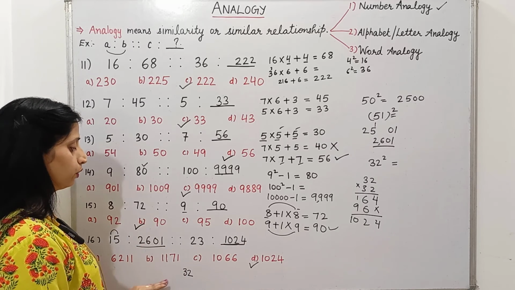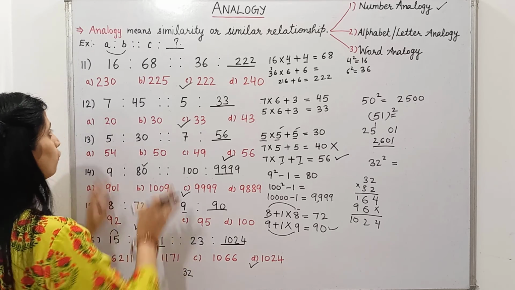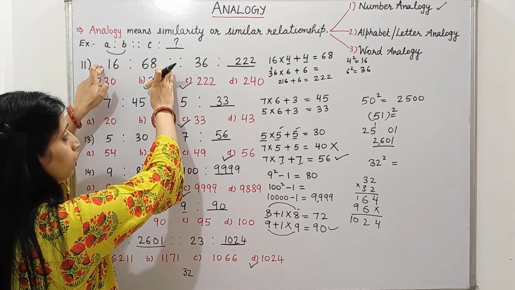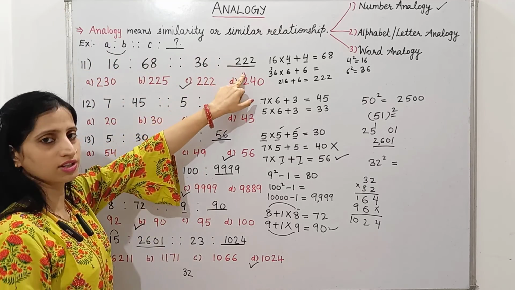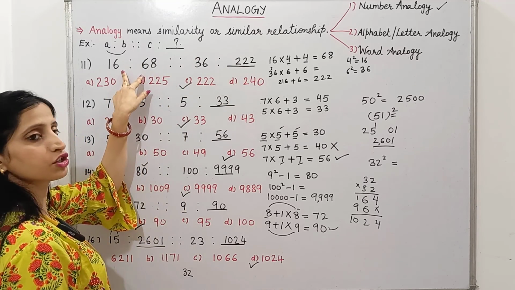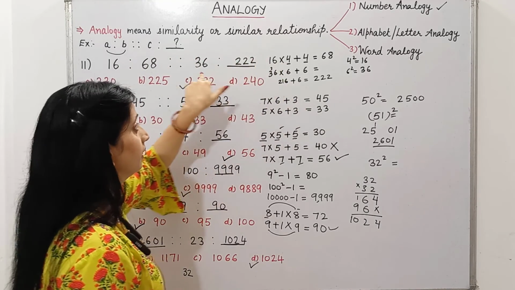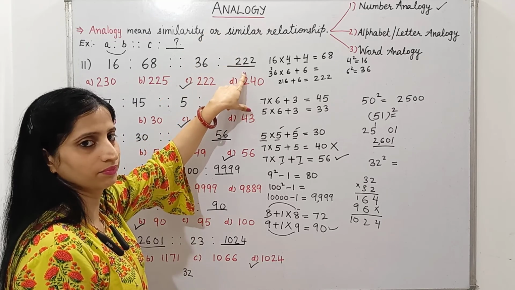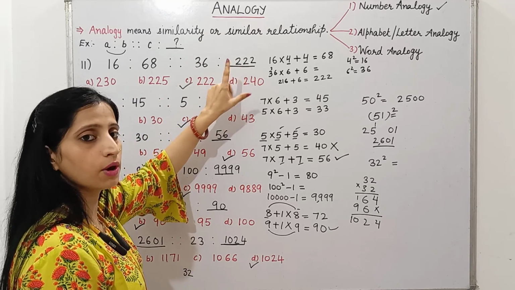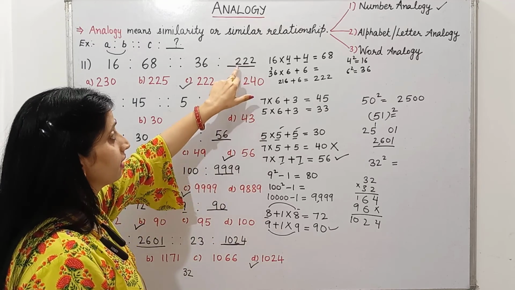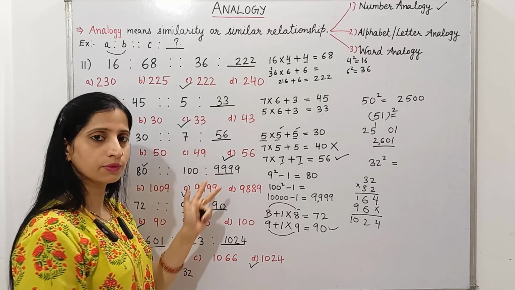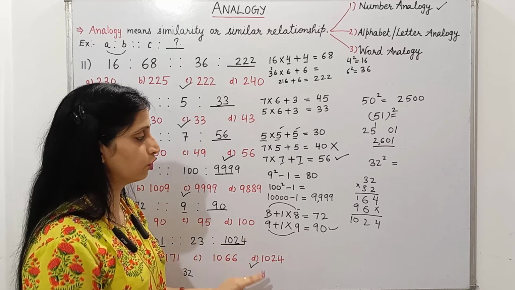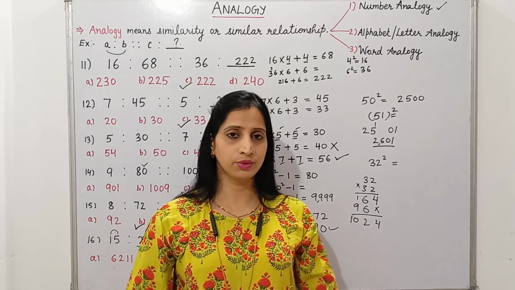Okay. So we have to find the relation between the first pair of given terms to find the missing term, and apply the same relationship to the other given term to find the missing term. Okay, so this is all about number analogy. There are different types of questions and different types of relations that you will only get through practice. Okay, so I hope you understood this much.